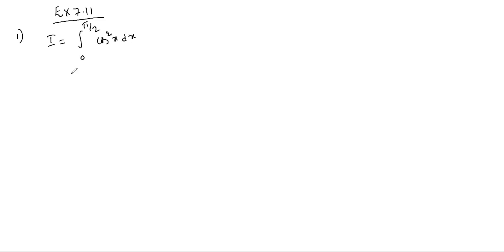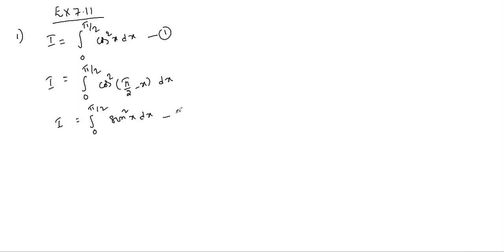So here this is integral 0 to a f of x dx. So I equals integral 0 to a f of a minus x, so cos square of pi by 2 minus x dx. So cos of 90 minus theta is sin theta. So integral 0 to pi by 2 sin square x dx. So this is also I. Let the first be 1 and this be 2.